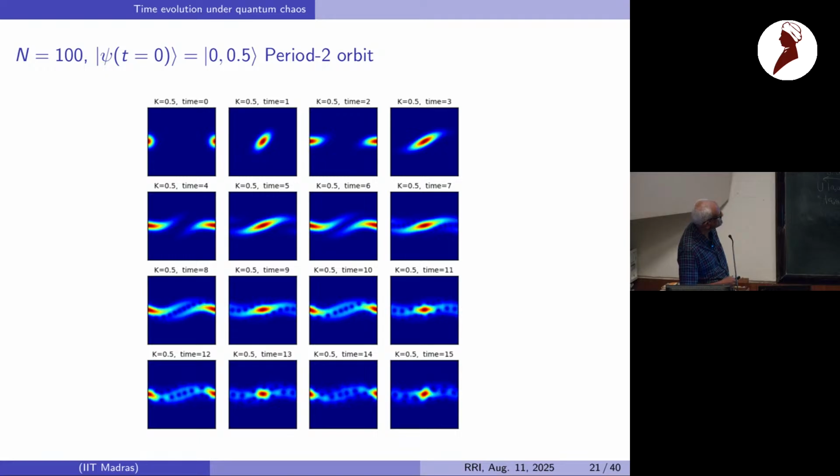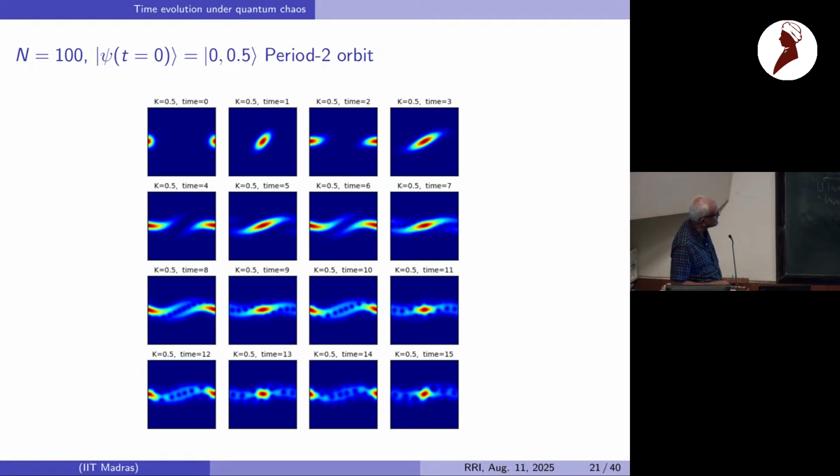And this is what happens to a period 2 point. Remember that there is a period 2 point which is stable till k equal to 2. And so this point here comes classically to the center. And that's what's happening quantum mechanically. Start from here, it comes here, goes back, it's a period 2, comes back. But you see, it's of course not rigid, it's undergoing diffusion. And the shape of this coherent state is changing, it's getting squeezed and so on.